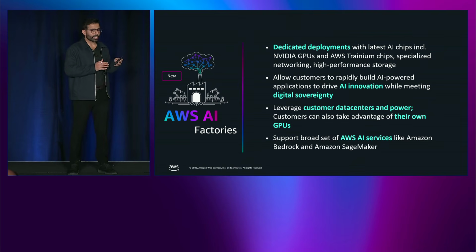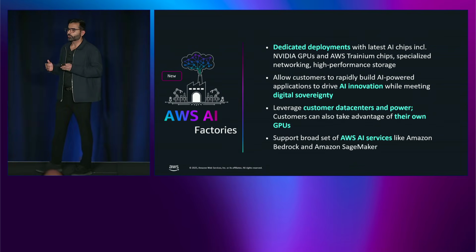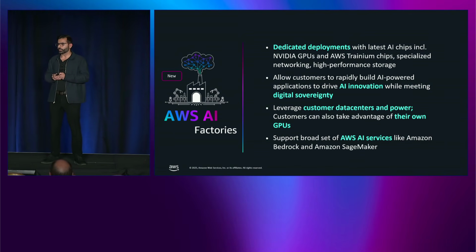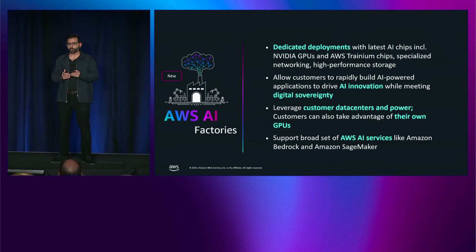We deploy these AWS AI Factories in customers' data centers, leveraging their own power. At the same time, customers also have an option to use their own GPUs and their own network connectivity here, which basically allows customers to make use of any investments they've made in this space and really helps us meet customers wherever they are in their AI journey.